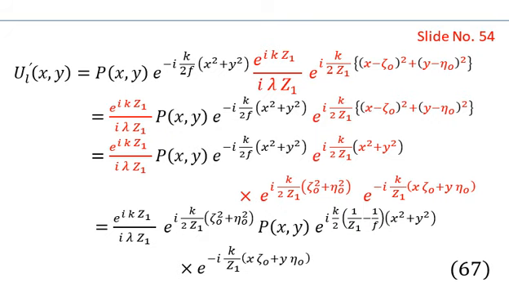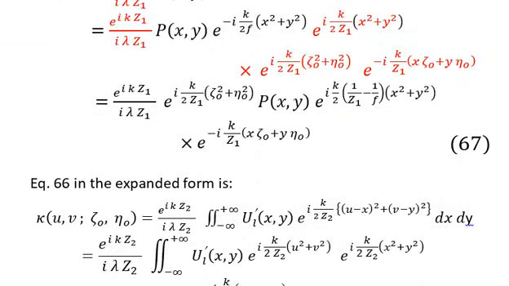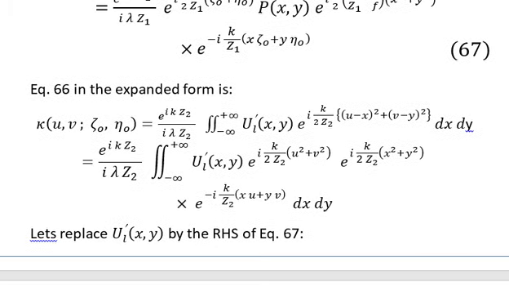Now we are going to plug in this field in equation number 66 so that we can calculate kappa on the left hand side of equation number 66 in terms of the input parameters. So you see that now we are going to substitute these values in equation number 66.